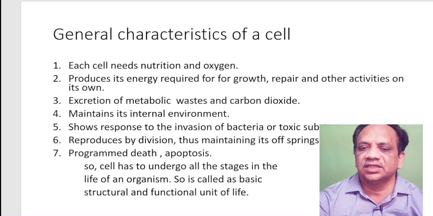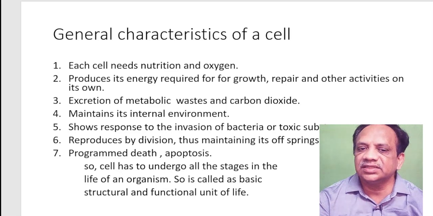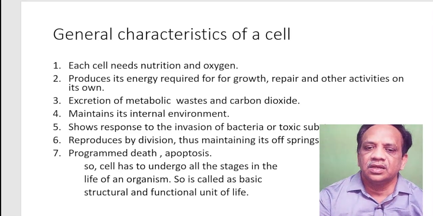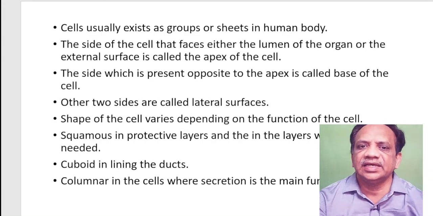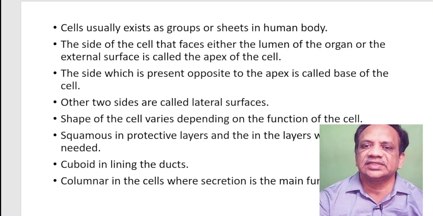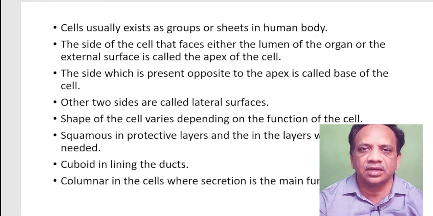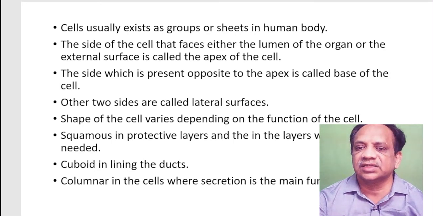Sometimes death is programmed or sometimes due to other factors. The programmed cell death is apoptosis. That means the cell has to undergo all the stages in the life of an organism. So, it is called a basic structural and functional unit of life. The cells usually exist as groups or sheets in the human body. The side of the cell that faces the lumen of the organ or the external surface is called its apex, and the side opposite to the apex is called the base of the cell. The other two sides are called lateral surfaces.